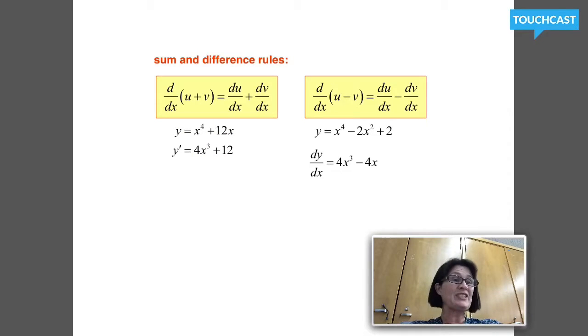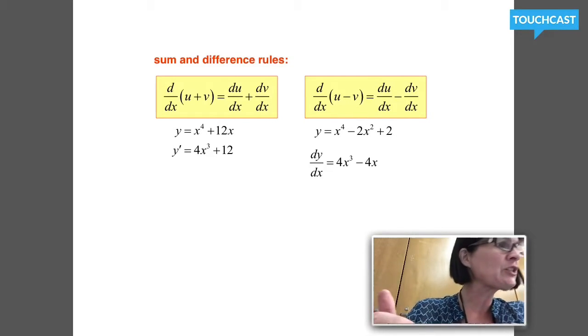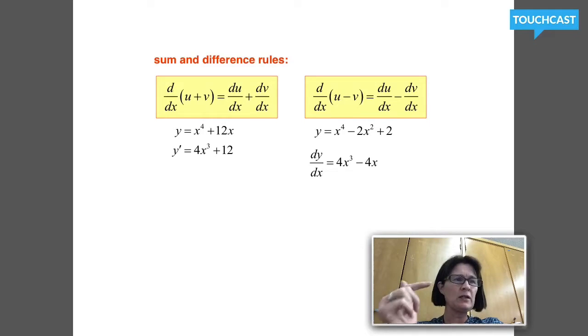Those two examples I just did are different from the examples that are on your paper. So that first example on your paper at the top of page 2, where y is x cubed plus 4x squared minus 2x plus 7, try that one on your own, and then we'll do the next example together.